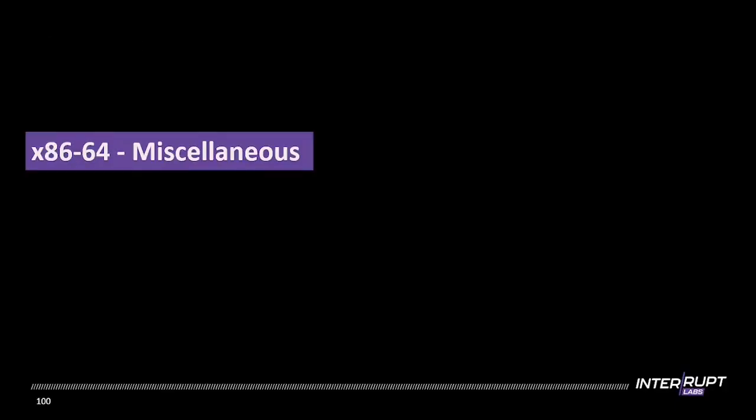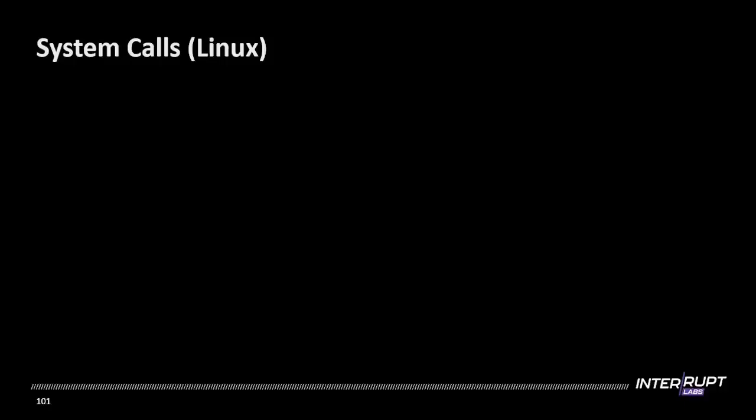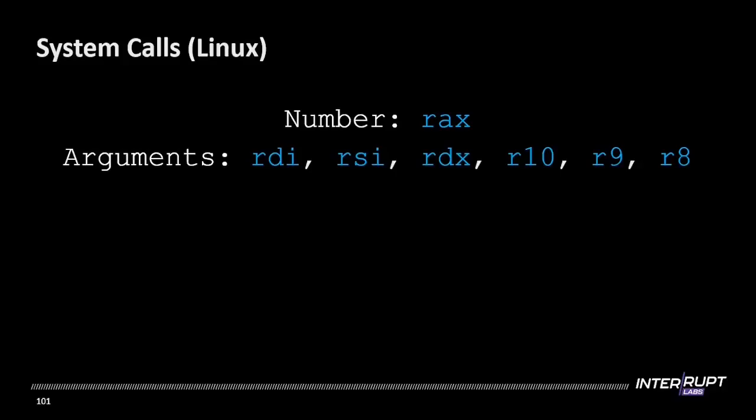On to the miscellaneous section, still only look at Linux system calls. So the system call number goes in RAX. Again, x86-64 has its own table of system calls. Arguments go in RDI, RSI, RDX, R10, R8, R9. To execute the system call, there's just this syscall instruction, and the return value is put in RAX.